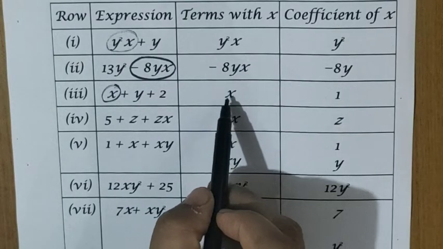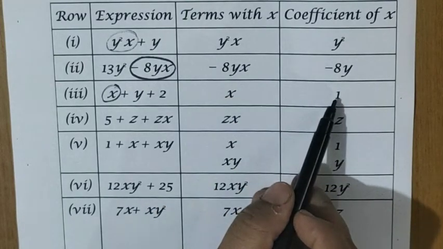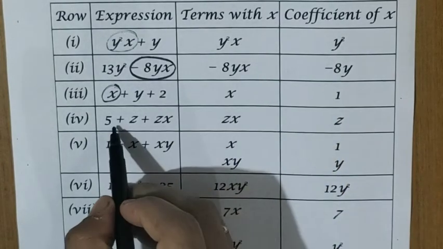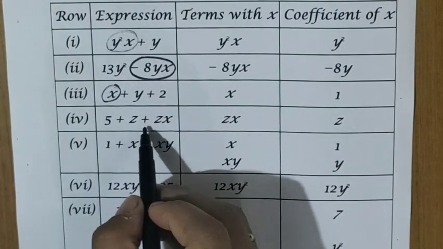X only we have to write. Nothing is mentioned. What is the meaning of coefficient? Coefficient equal to 1. Next question, 5 plus z plus zx.